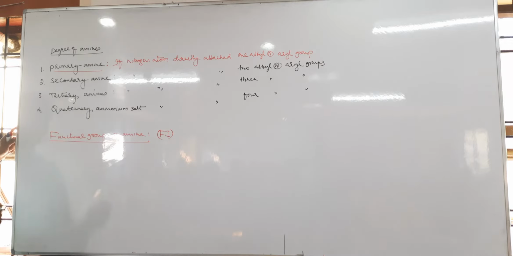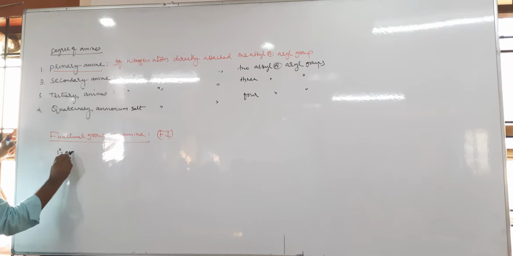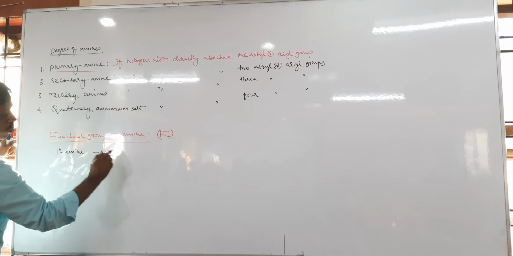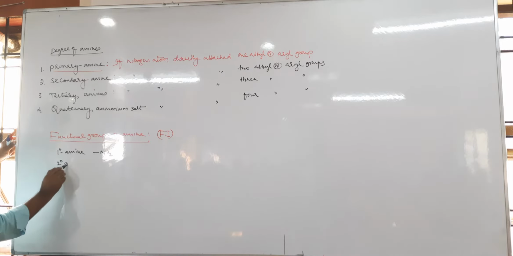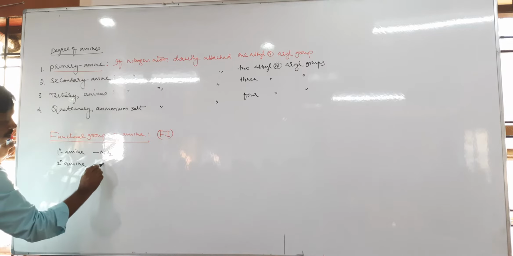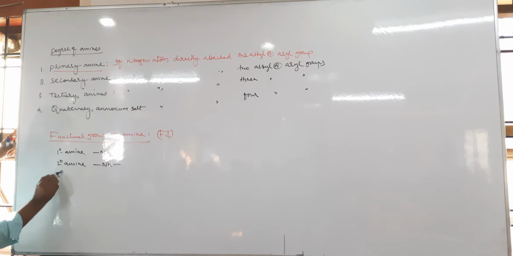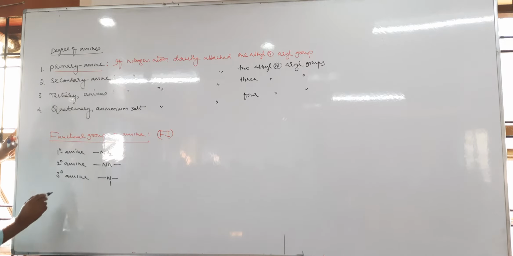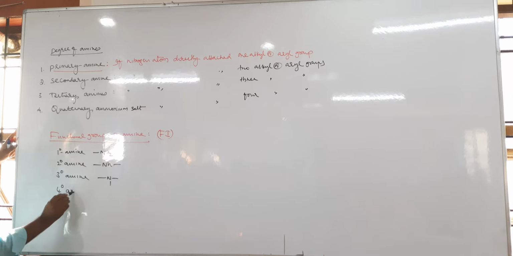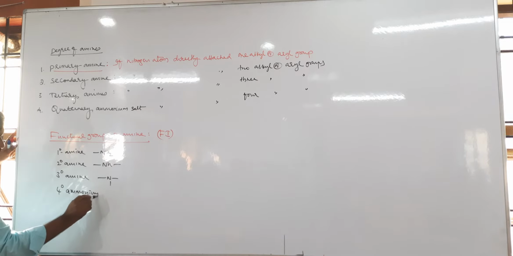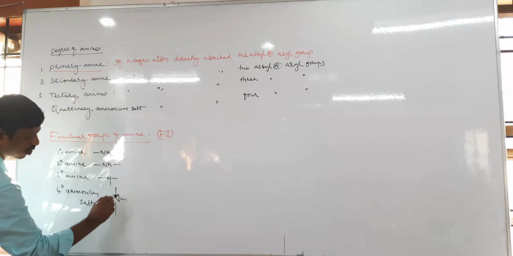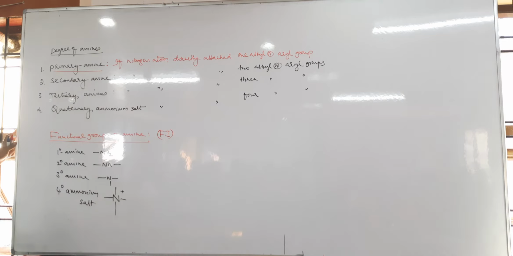Tell me, now what are the functional groups of amine? Primary amine. Come on, tell me. For a primary amine, what is the functional group? NH2. Secondary amine, NH. Tertiary amine, only N. And quaternary ammonium salt, so nitrogen has 4 bonds and positive charge.